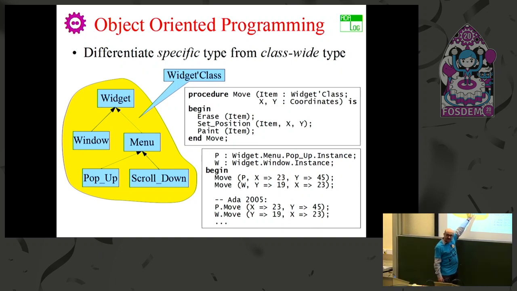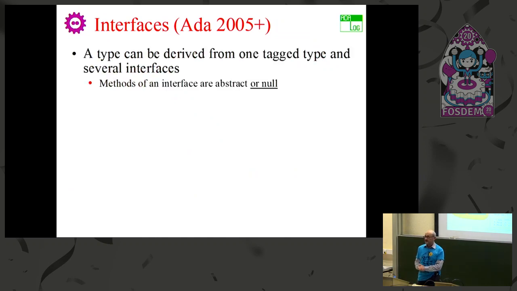And so you differentiate between methods, which are operations on a single type, and class-wide operations that operate on the whole tree. And of course, if I'm calling that Move here, at compile time, I don't know which kind of type I have here. Therefore, it will introduce dynamic binding.